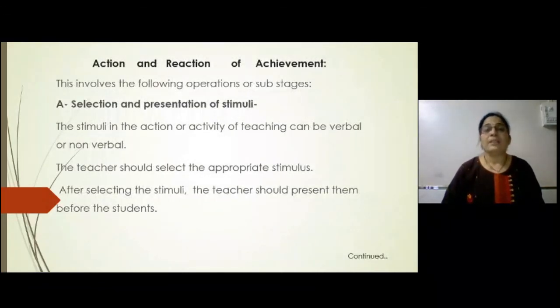Action and reaction of achievement. This involves the following operations, or we can say sub-stages. Selection and presentation of stimuli. The stimuli in the action or activity of teaching can be verbal or non-verbal. The teacher should select the appropriate stimulus. After selecting the stimuli, the teacher should present them before the students.